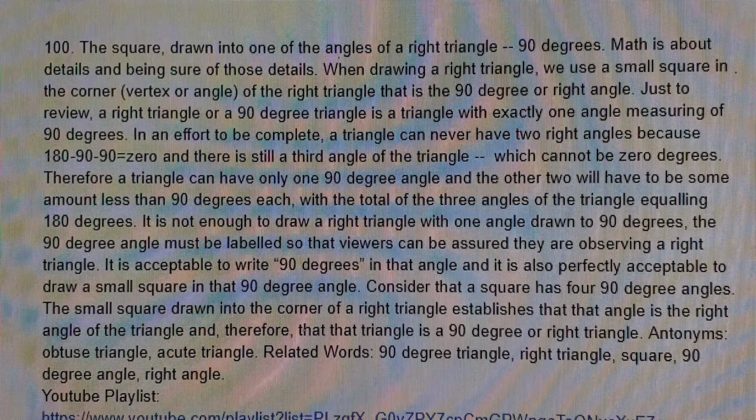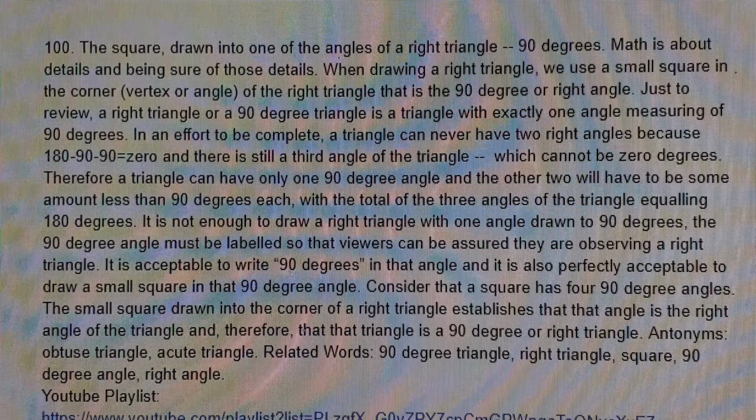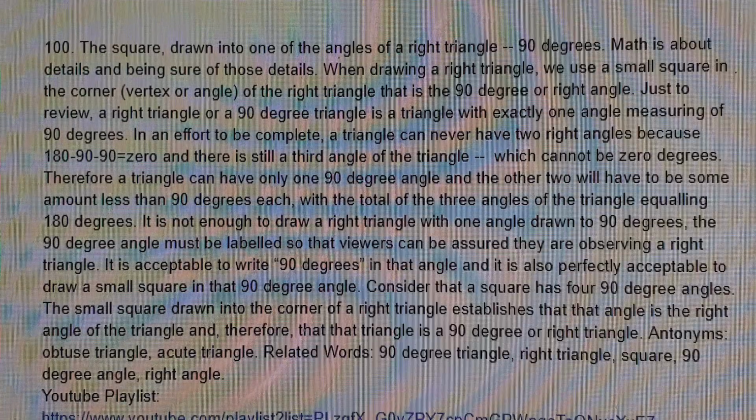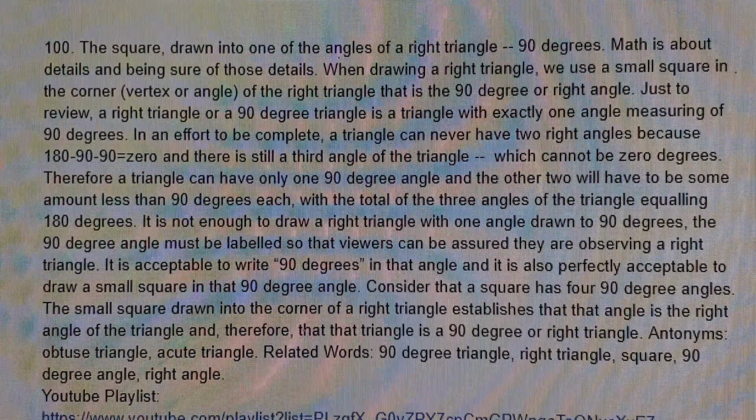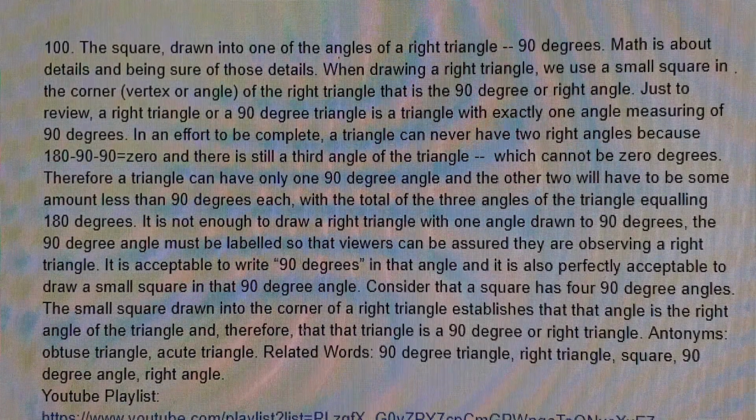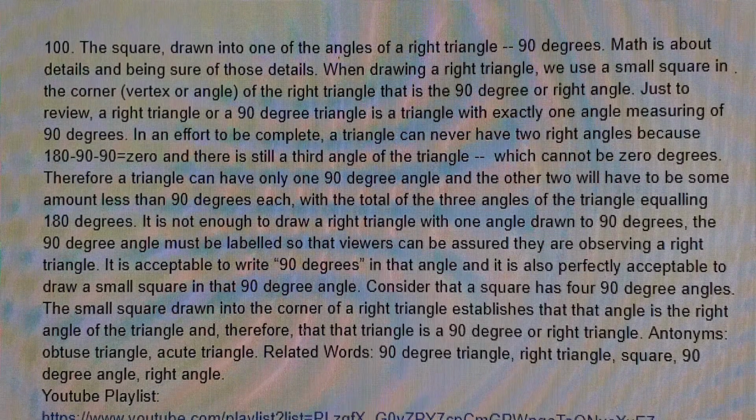The square drawn into one of the angles of a right triangle, 90 degrees. Math is about details and being sure of those details. When drawing a right triangle, we use a small square in the corner, parentheses, vertex or angle, end parentheses, of the right triangle, that is the 90 degree or right angle.